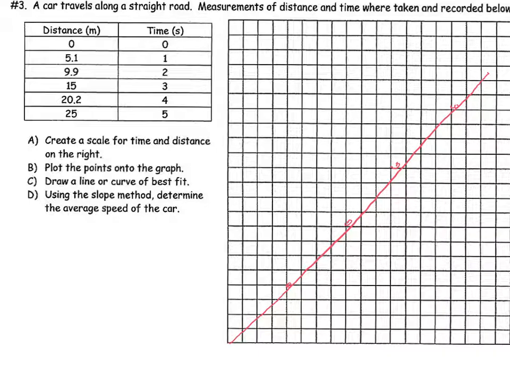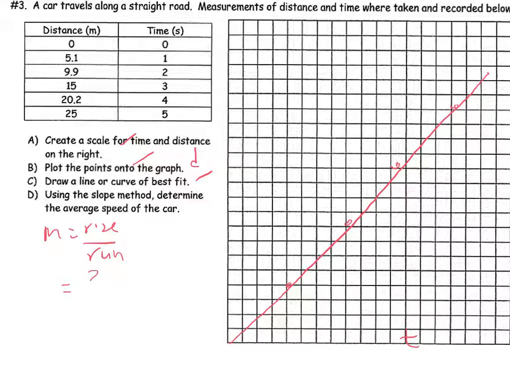So coming up with a scale, that would have been distance over here, time over here. That was the first point. Getting the points on the graph would have been the next thing. Drawing a line of best fit would have been the next thing. But then using the slope method, to do slope, you had to show the rise over run. Then you had to use some points.